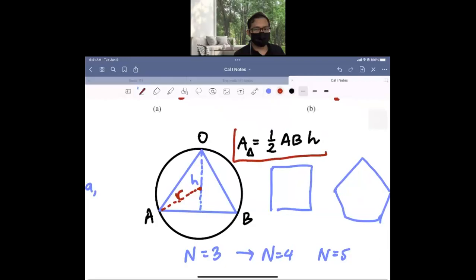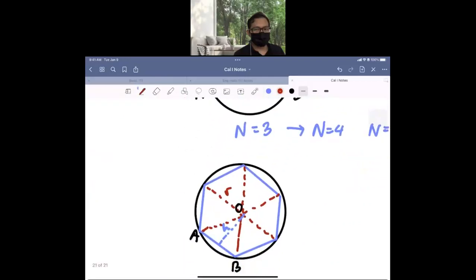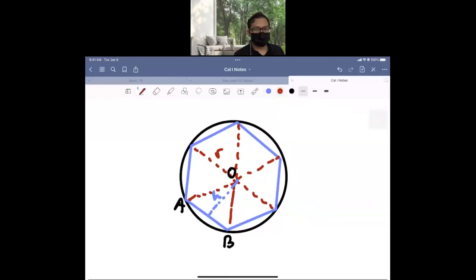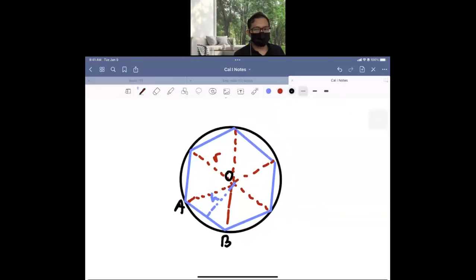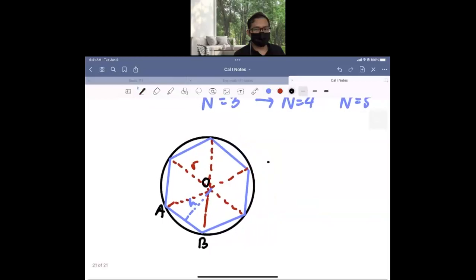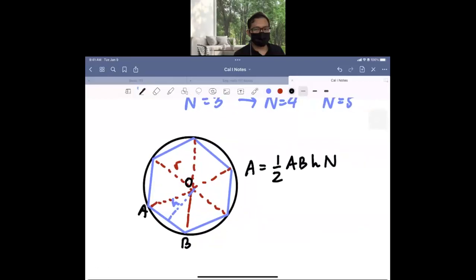Let's say this is our triangle. Now we have this area of the triangle. Now the same thing is happening here, right? This small triangle, but we now have 6 triangles. Or if the number of sides is n, our area here is half AB H, times n. n can be 6, 7, 8, depending on how many sides we have. So the key here is we can increase this n as many as we want.